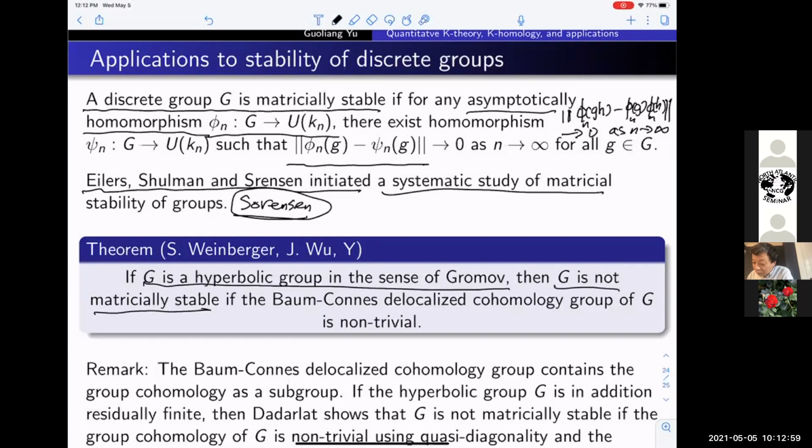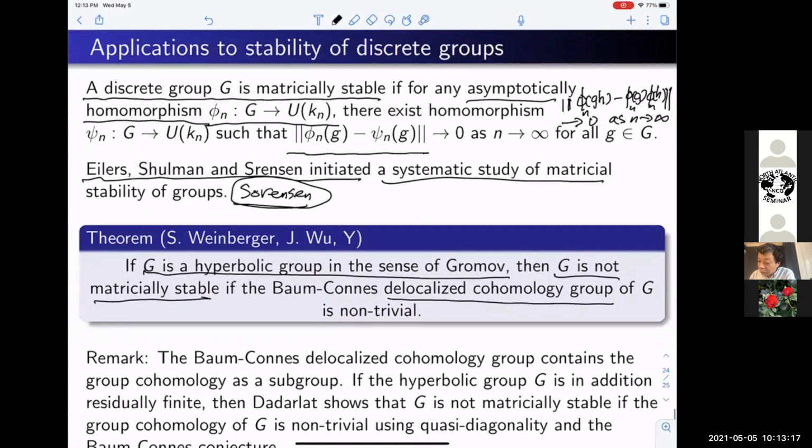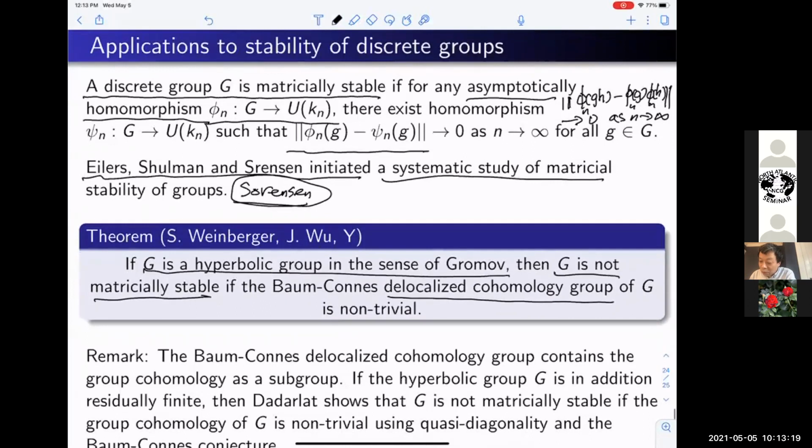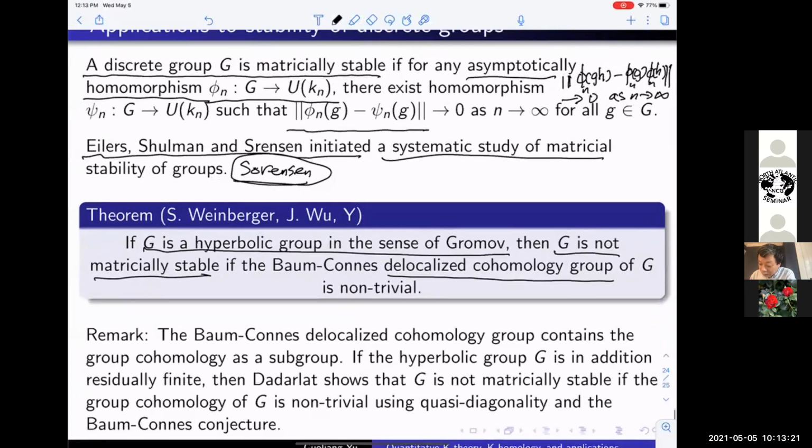If the Baum-Connes delocalized cohomology group is non-trivial, then almost all the time it cannot be stable. So generically, it will never be stable. That's probably the kind of result. Oh, I should mention that the Baum-Connes delocalized cohomology group contains the group cohomology.